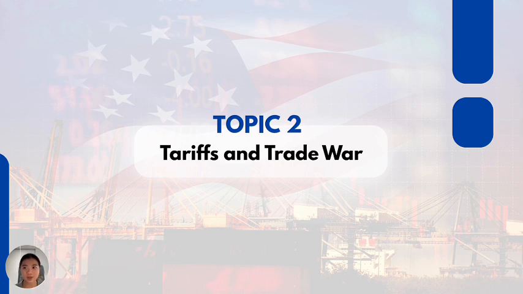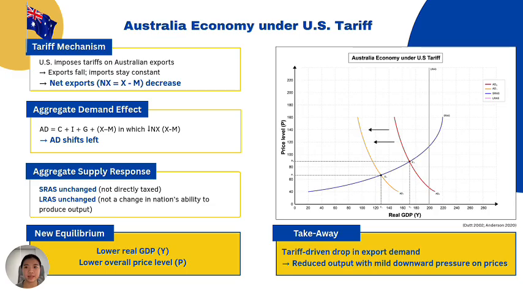Let's move on to topic two, tariffs and trade war. The issue of President Trump imposing a 10% tariff on all exported goods from Australia has affected both the US and the Australian economy, and it will be presented in the next two slides. So I'll address the Australian perspective first. When the US imposed this tariff on all Australian exports, it made those goods more expensive for American consumers. As a result, demand for Australian products in the US declined, reducing Australia's total exports and net exports, which shifts the aggregate demand curve to the left, as you can see in the graph.